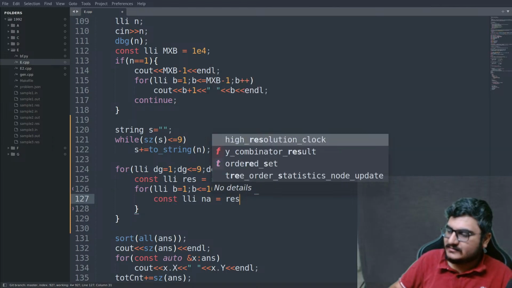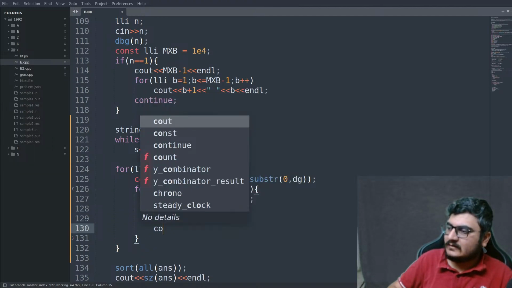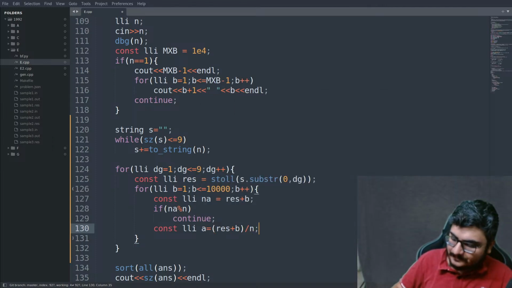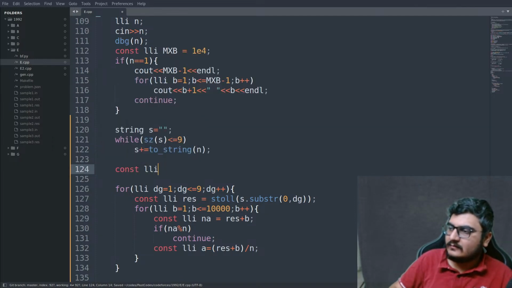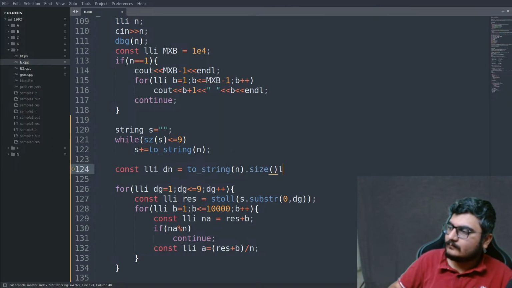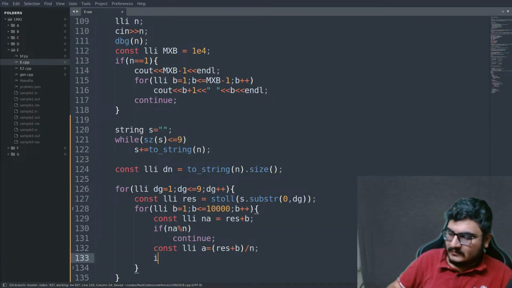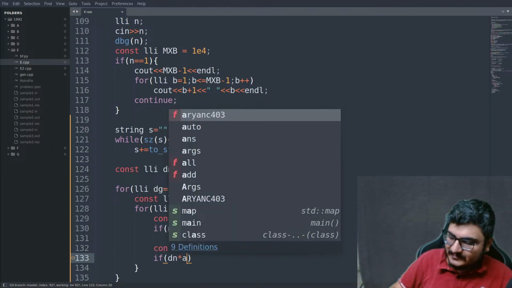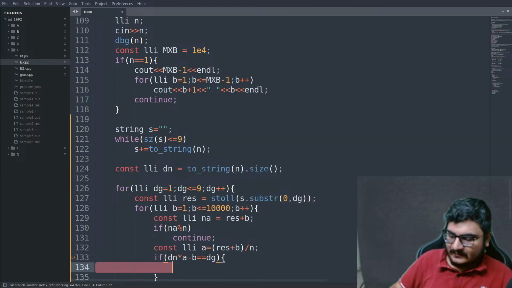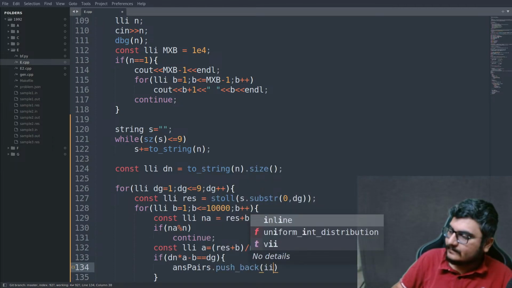n multiplied by a would be res plus b. If it is not a multiple of n, continue. Otherwise, a would be equal to (res plus b) by n. We also know the size of d. This would be the length when you multiply it by a, and this would be the length when you remove the last b digits. If this is equal to the initial length we fixed here, then answer pairs dot push_back (a, b).